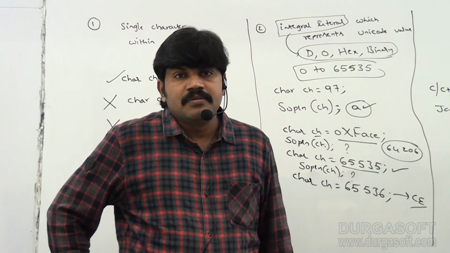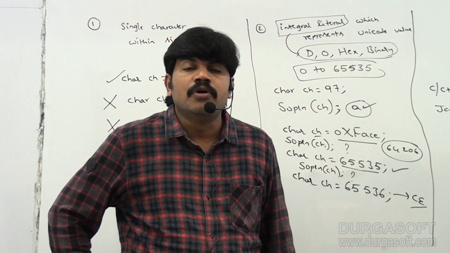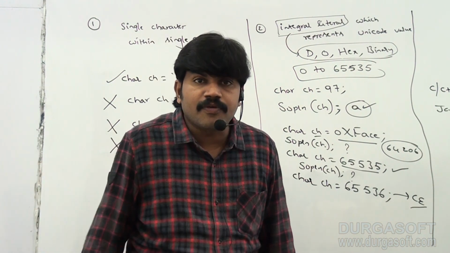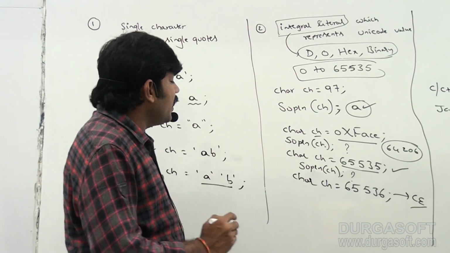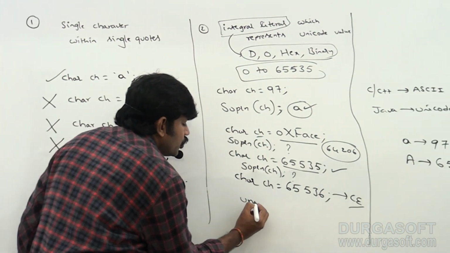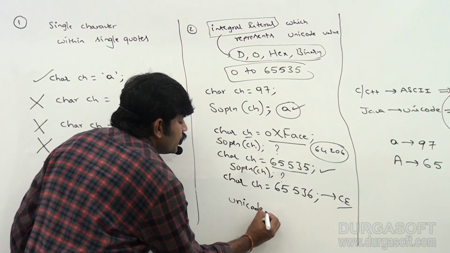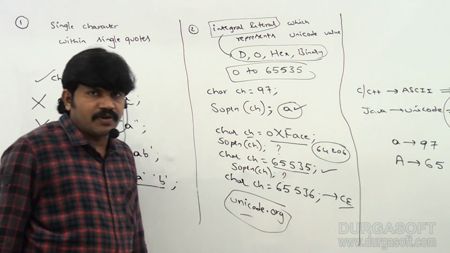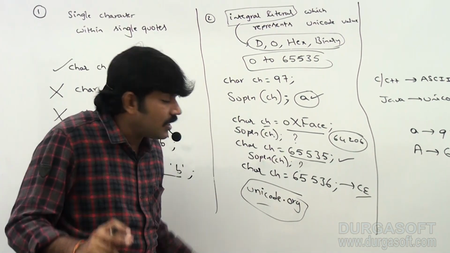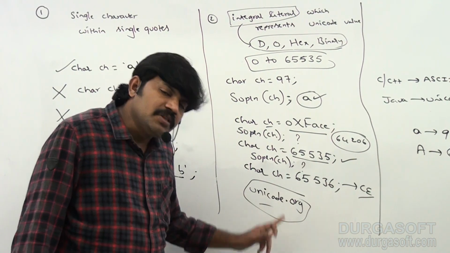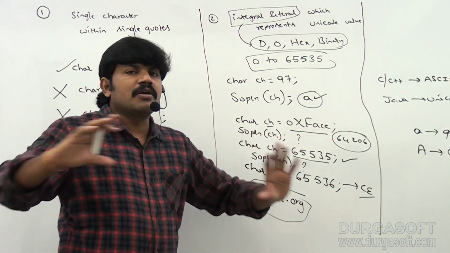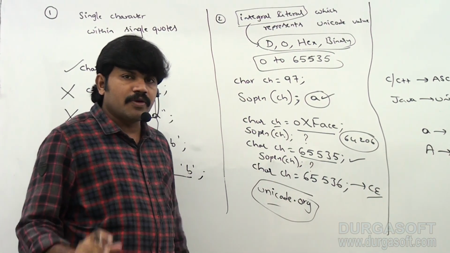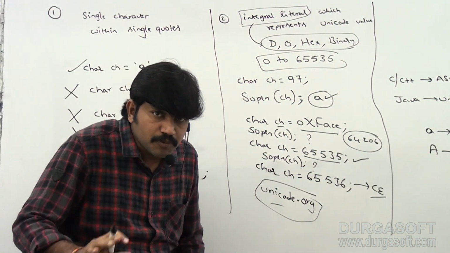Sir, I am very much interested to know which is the Unicode value for my Telugu alphabet symbol, for a Hindi alphabet symbol. If you want to know, there is one website, unicode.org. There you can check all languages including your local language. Unicode values will be there by default. Clear? Up to this, any doubt?